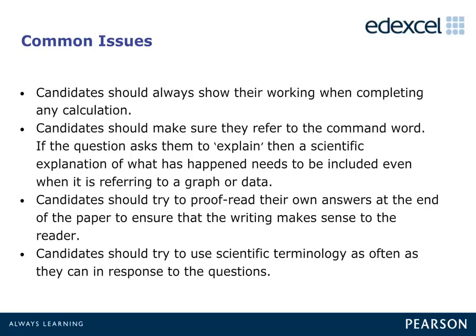Candidates lost marks here because they were unable to give the flow of the reflex arc, were unable to identify the relay neuron in the spinal cord, mixed up effectors and receptors, mixed up sensory and motor neurons, and believed that the brain controlled the action.